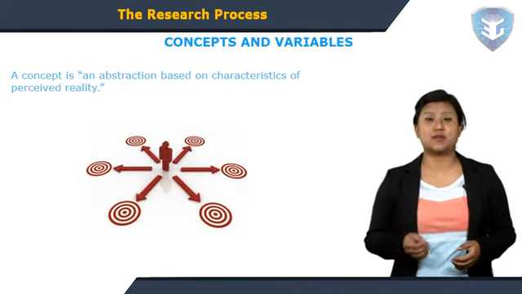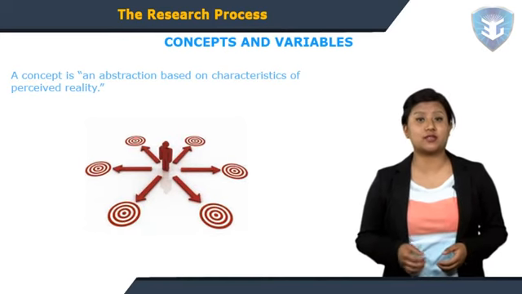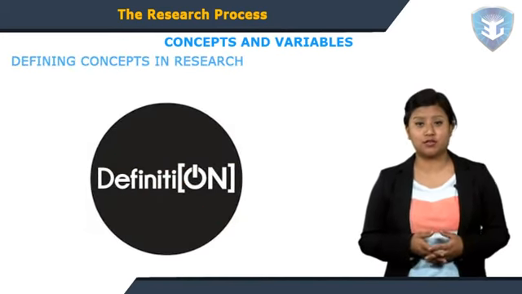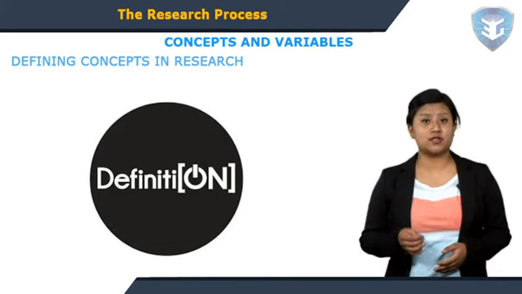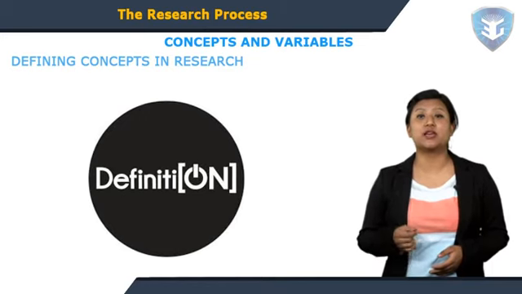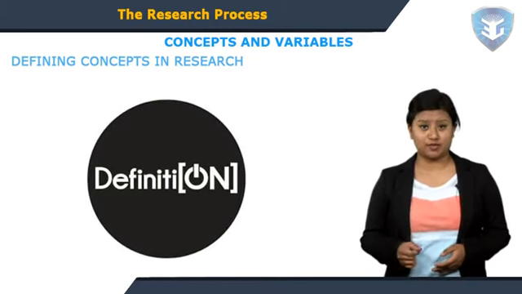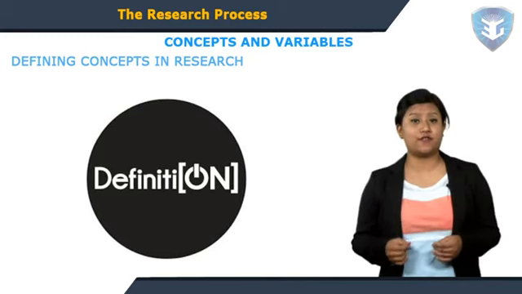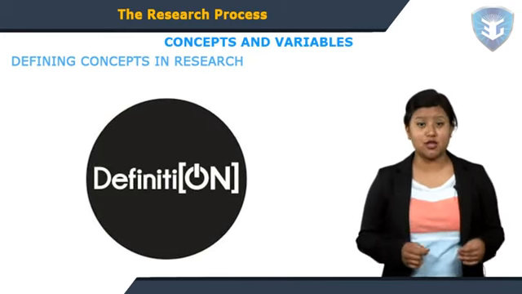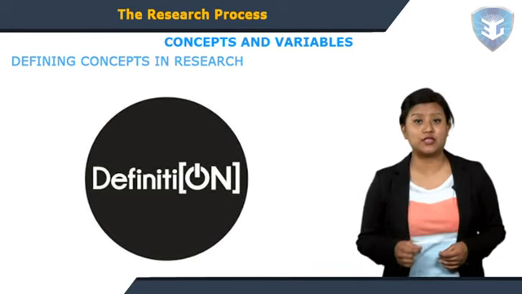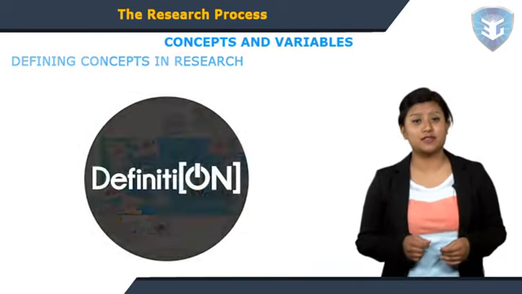A concept is an abstraction based on characteristics of perceived reality, and defining concepts in research is important in research and in real life for that matter. In using words, we cannot communicate unless we are using the same words for the same things. They could both be right if they are defining the concept of alienation differently. Generally speaking, we should think about three things when dealing with definitions and concepts.